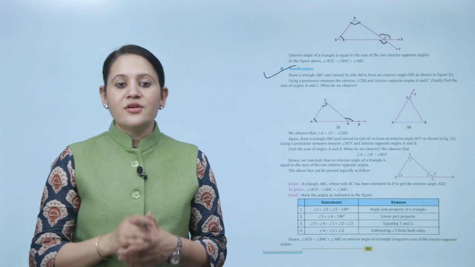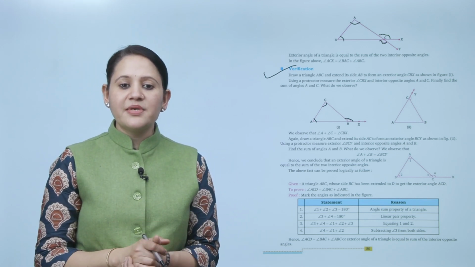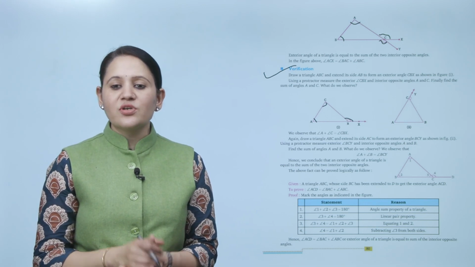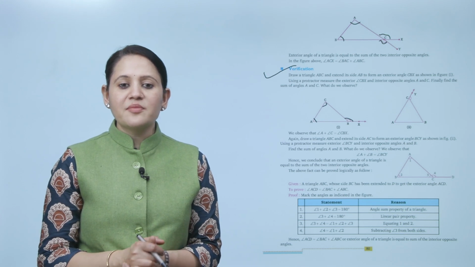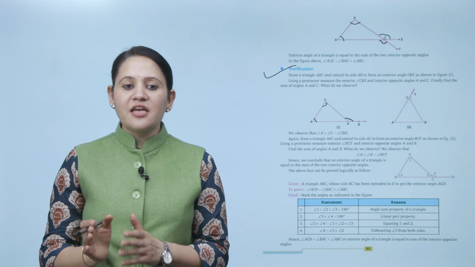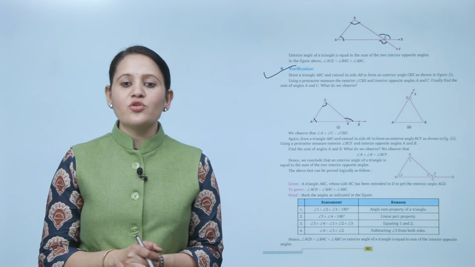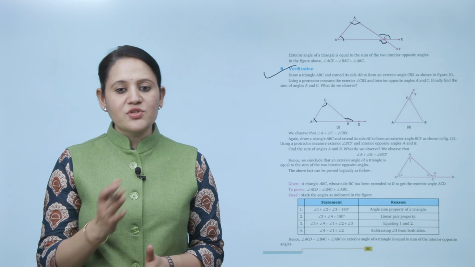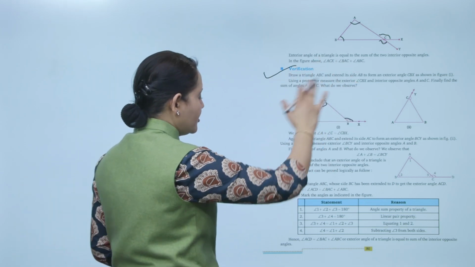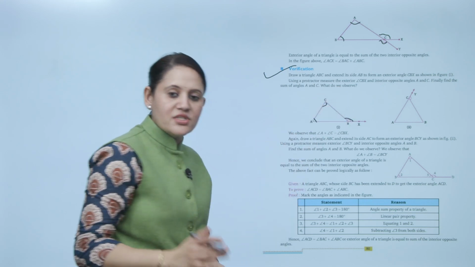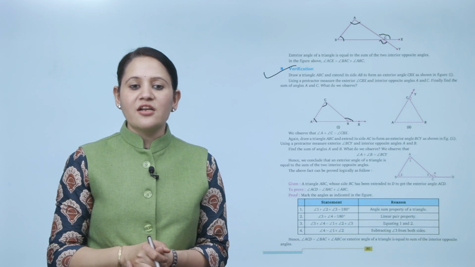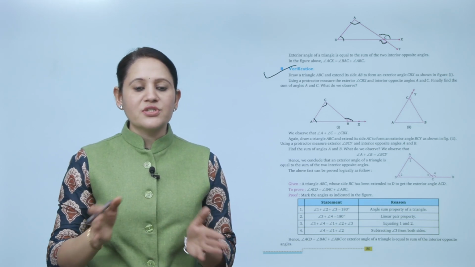Clear? So again, draw a triangle ABC and extend its side AC to form the exterior angle BCY as shown in figure 2. Using the protractor, measure exterior angle BCY and interior angles A and B. Find the sum of angles A and B. What do you observe? We observe that A plus B equals BCY. We can also try extending the other sides, and we'll see that the exterior angle is equal to the sum of the two opposite interior angles. Clear? Hence we conclude the exterior angle of the triangle is equal to the sum of two interior opposite angles.